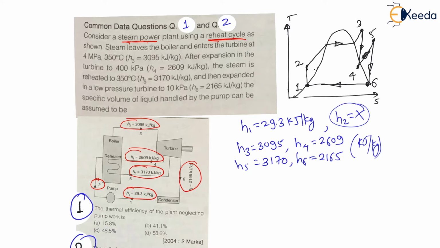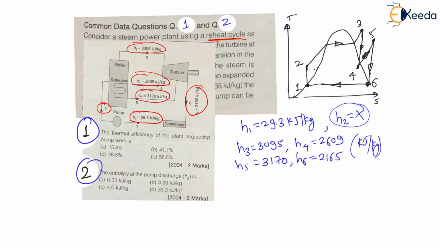Now let us observe the other figure. In the other figure the diagram is given. Question number 1 is the thermal efficiency of the plant neglecting pump work. The very first question is, what is the efficiency of the cycle if the work of the pump is neglected, that is, work of pump is equal to 0, right? And second, the enthalpy at the pump discharge H2. What is the enthalpy at pump discharge? Second question, H2 is equal to question mark.